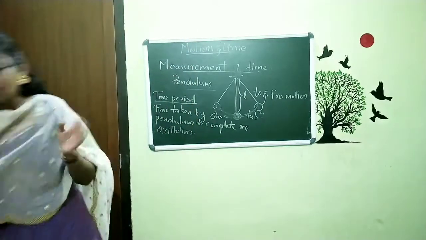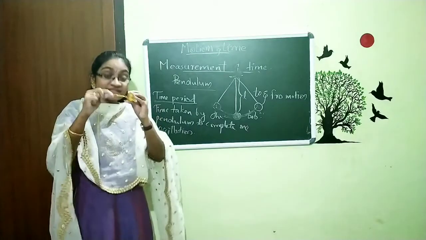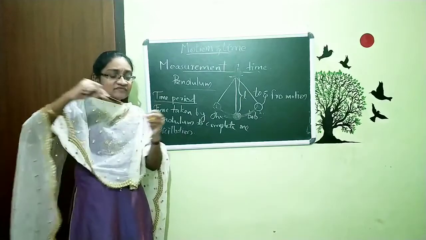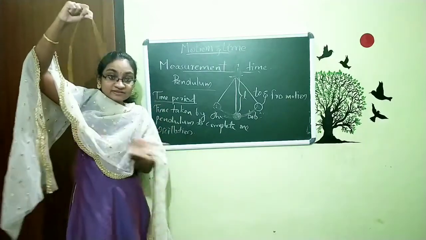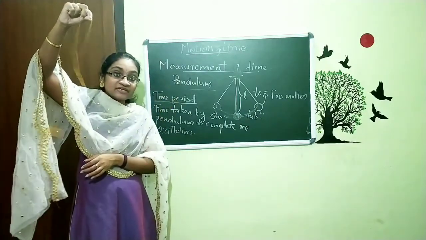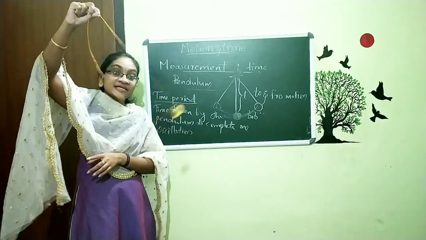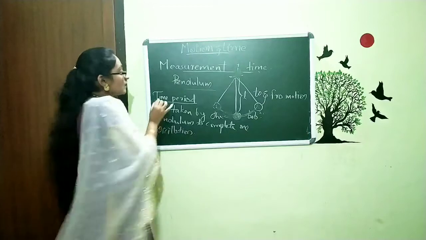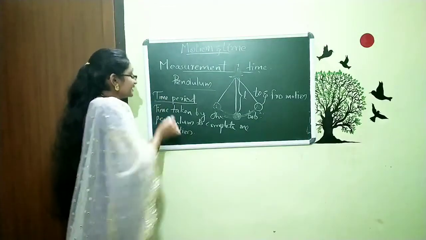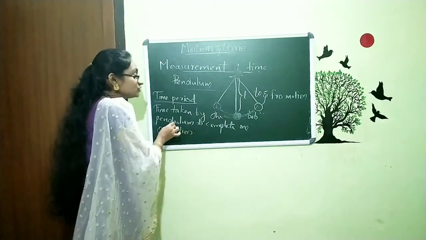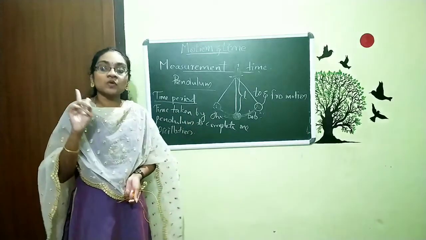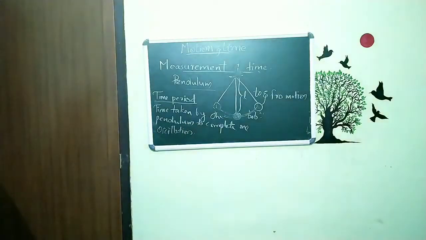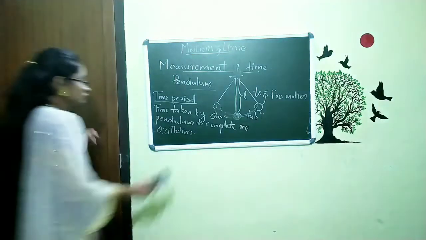That means when we select a small length, then the time period will be less. And when I select a very long length, then it takes much more time to complete one oscillation. So you just want to remember what is time period. Time period is the time taken by the pendulum to complete one oscillation. So this is all about the time period and the pendulum.